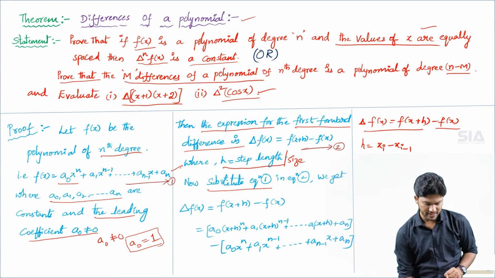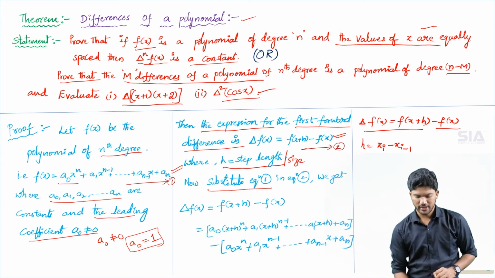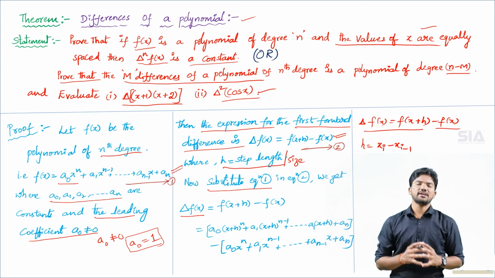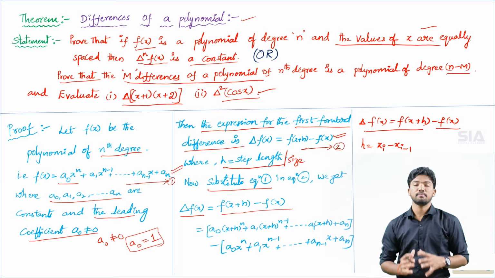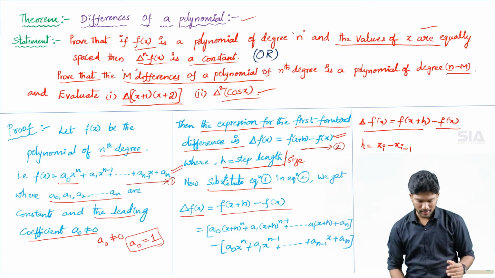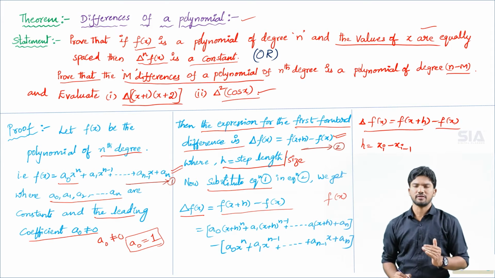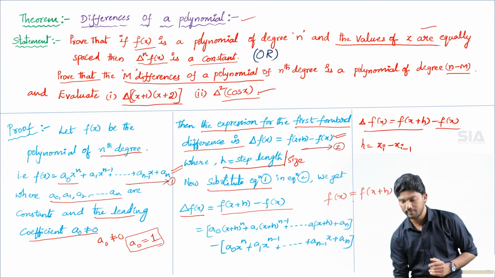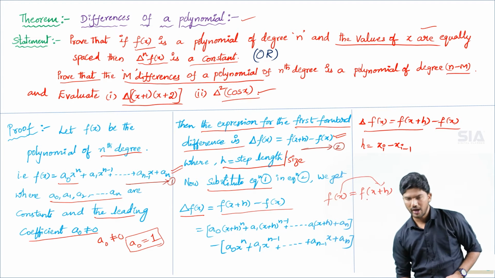This is the equation number 1. Substitute that equation number 1 in this equation number 2. Then we get, the LHS is delta f of x, and the RHS we have f of x plus h minus f of x. So what is the meaning? For f of x plus h, wherever you have x in the given equation number 1, you have to replace x with x plus h. So that value you have to write down here.